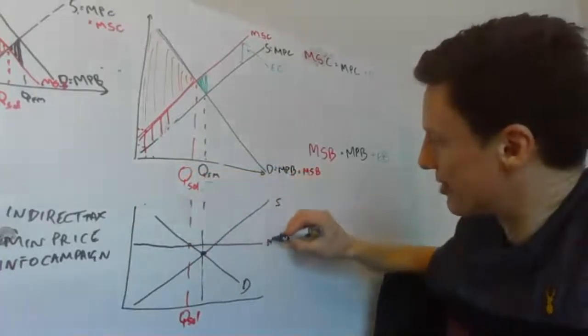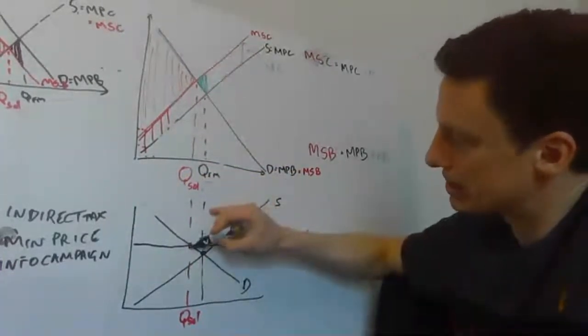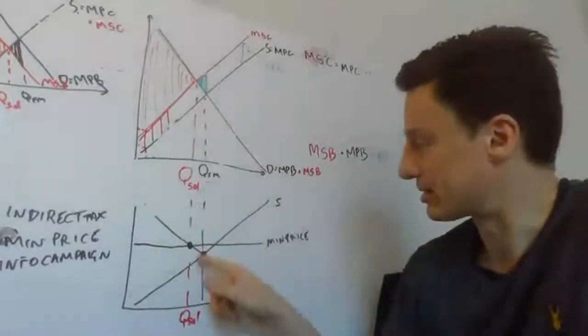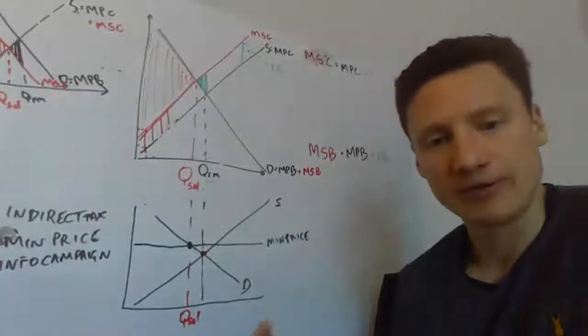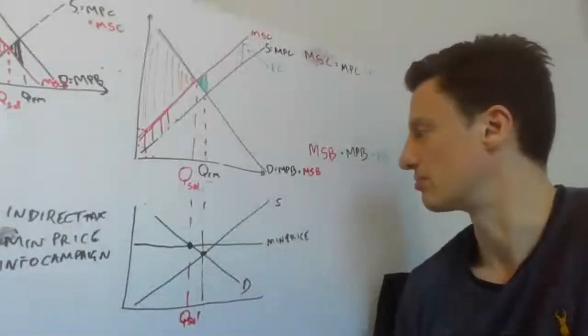The reason I'm going to put it there is that you can see the new intersection of the minimum price with the demand curve, how much people are willing and able to buy, is at the socially optimum level. I have successfully reduced consumption back to the appropriate socially optimum level.